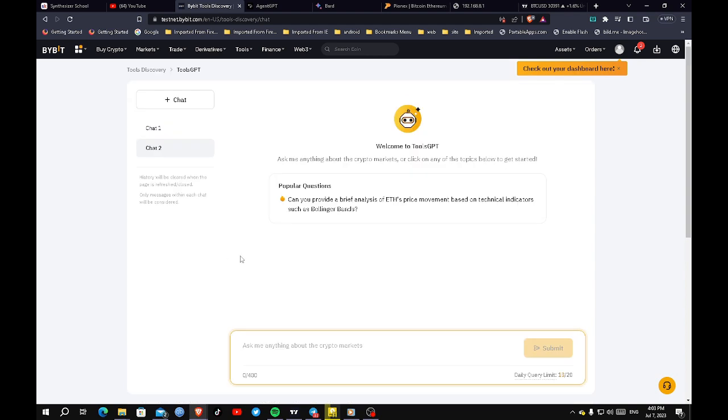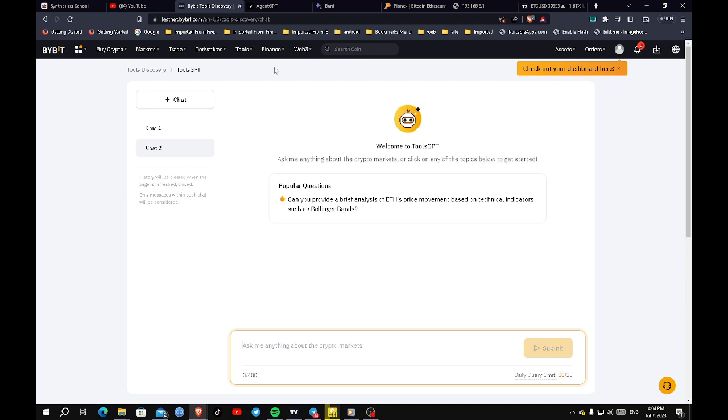Hello everyone, so today I'm going to use ToolsGPT on Bybit to show you how you can use it to create strategies and other stuff. I'm also using this tutorial as an opportunity to demonstrate other ways and means that Bybit should in the future use it to integrate, and other ways they can use it on Bybit.